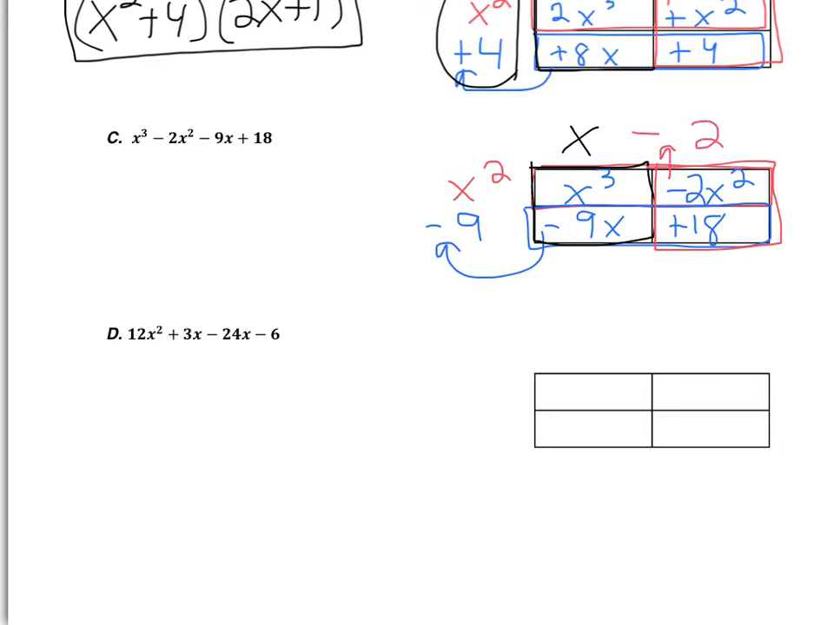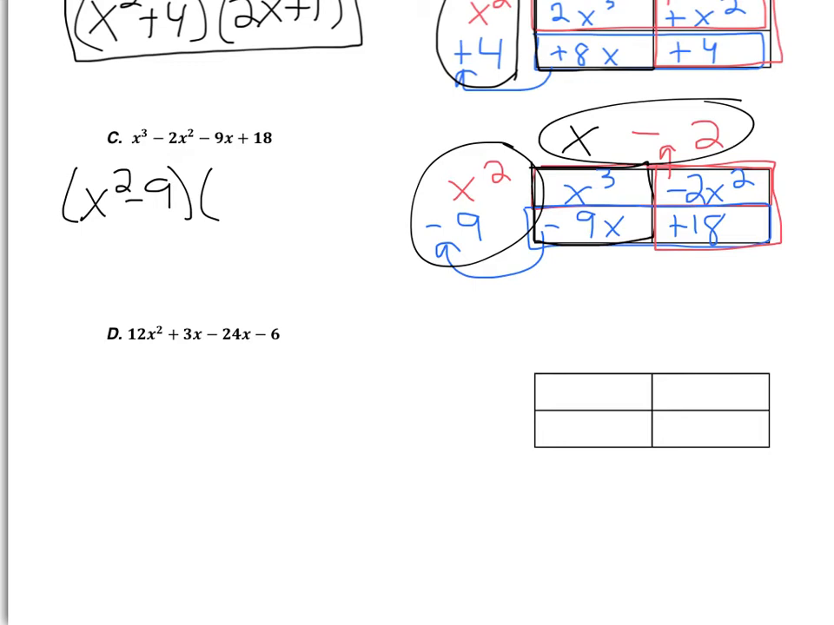So x squared minus 9 is one factor, and x minus 2 is the other factor. So this is factored form. Letter D, if I'm looking at it, I'm thinking of what I did with factoring out a monomial.